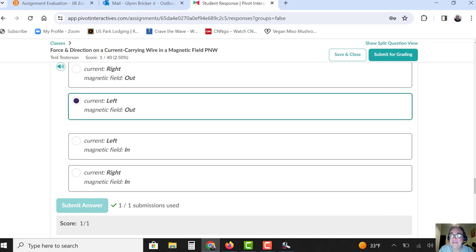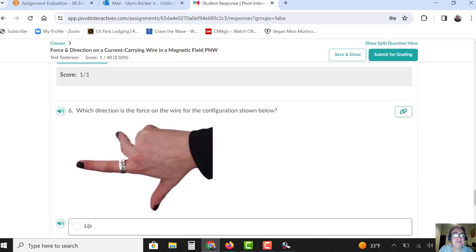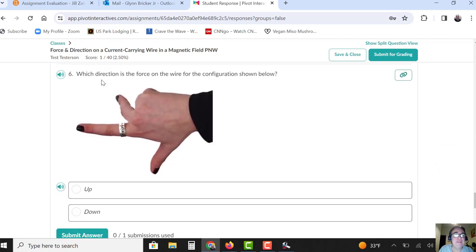You line everything up. There's a few different scenarios here. Same thing here, which is the direction of the force on the wire. So remember, the force is wherever your thumb is pointing, so you can see which way that your thumb is pointing there.